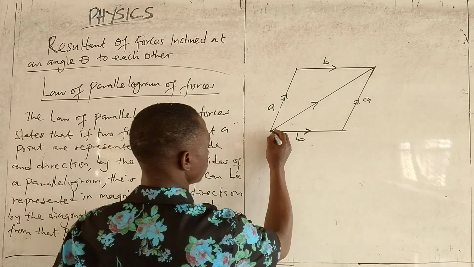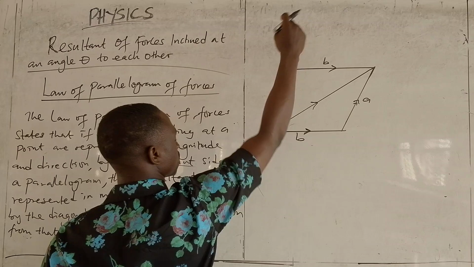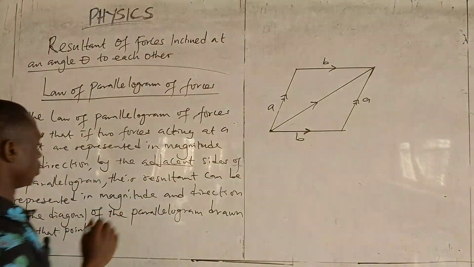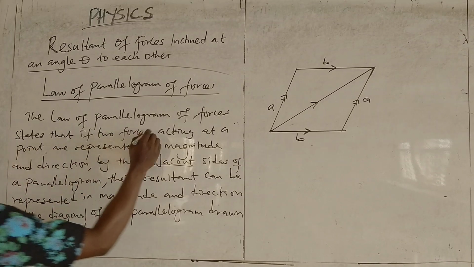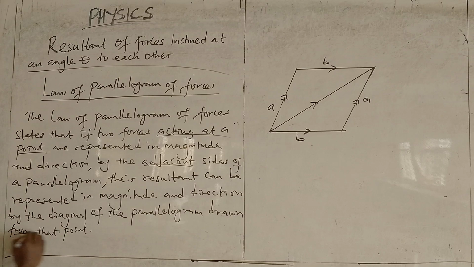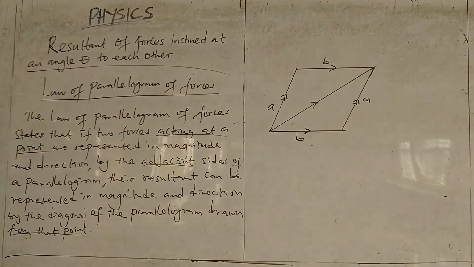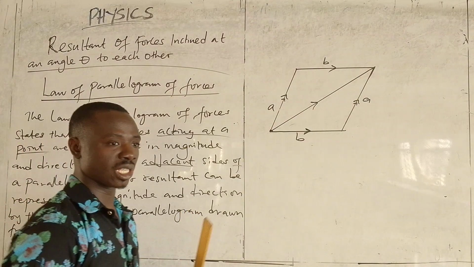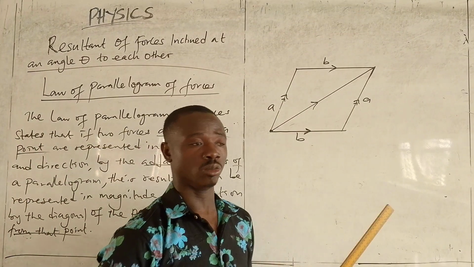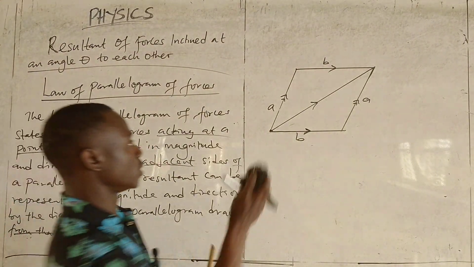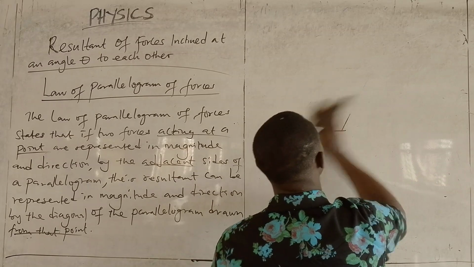So this one is acting this way, the other force is acting this way, so the resultant will also be drawn from that point. They are acting at a point, then the resultant will also be drawn from that point. Can you see what I mean by that? So anytime you are given two forces inclined at an angle to each other, you must always get a parallelogram.